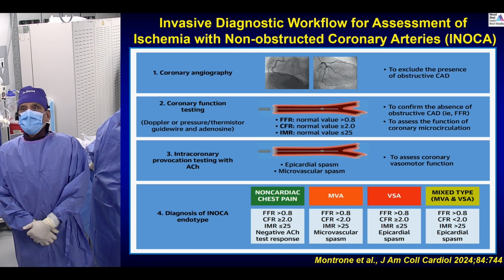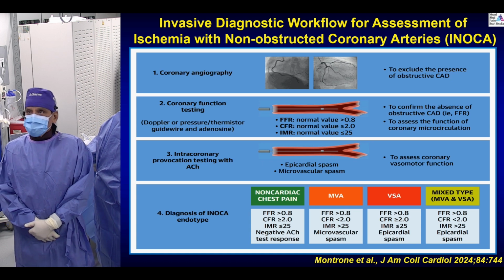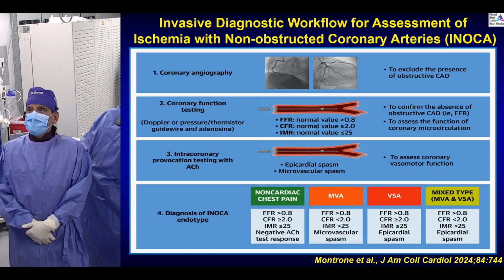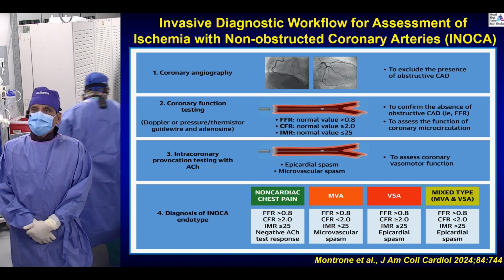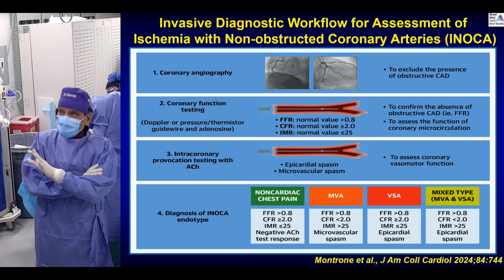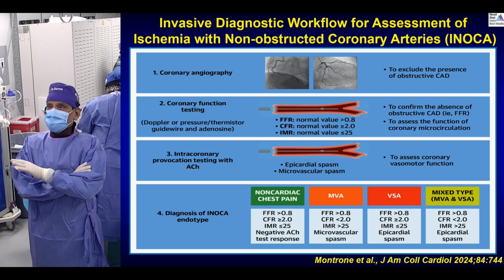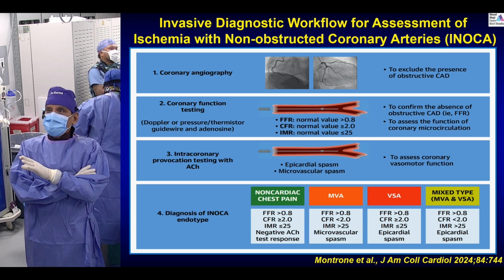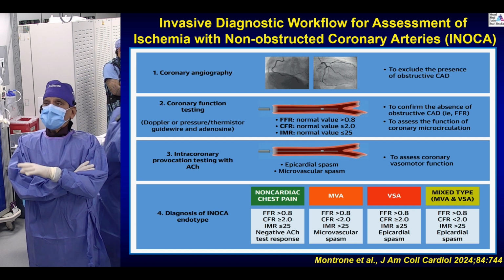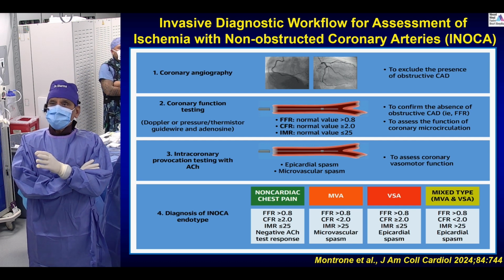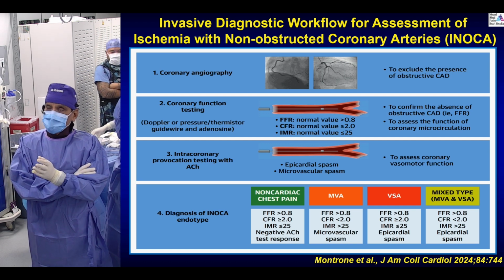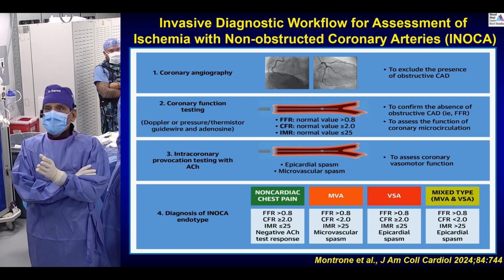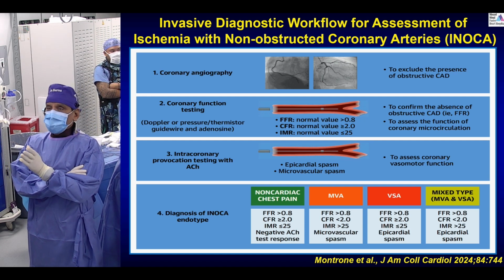No. Because many of the functional testing, if you do, even for an intermediate lesion, FFR, iFR abnormal, that is basically causing ischemia. So that should be taken care of. If not, then you go to the microvasculature. CFR, more than 2 is normal. IMR, normal value is less than 25. So you need to go further or elicit the spasm. Spasm does occur. Epicardial or microvascular spasm, by giving ergonovine or acetylcholine. Nowadays we are doing acetylcholine.